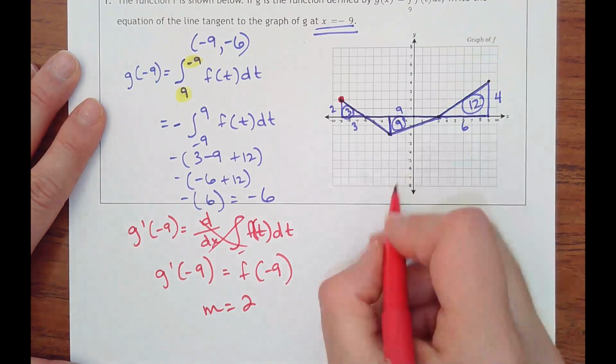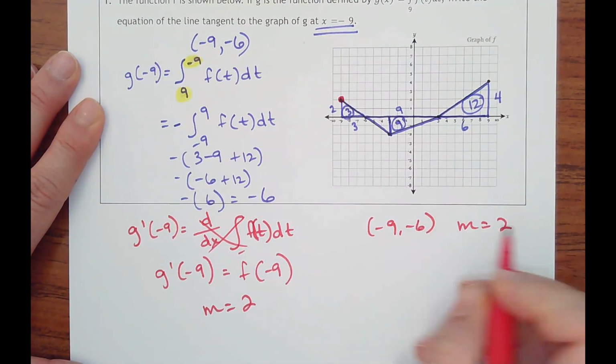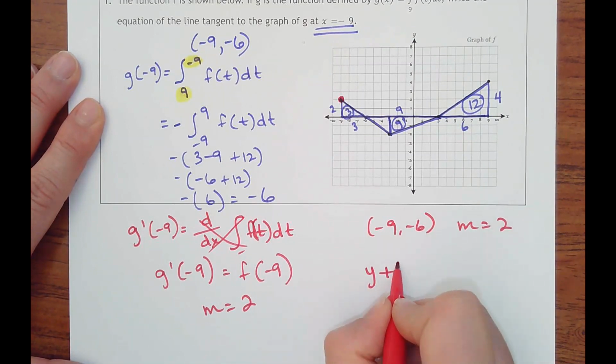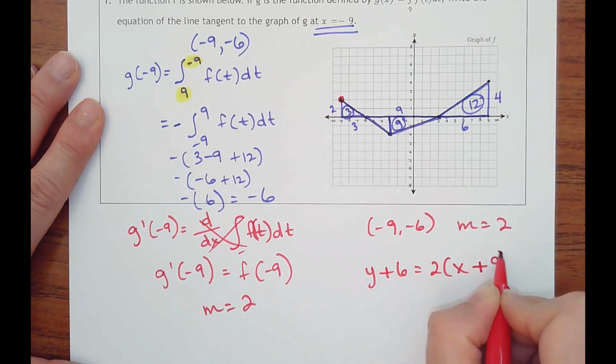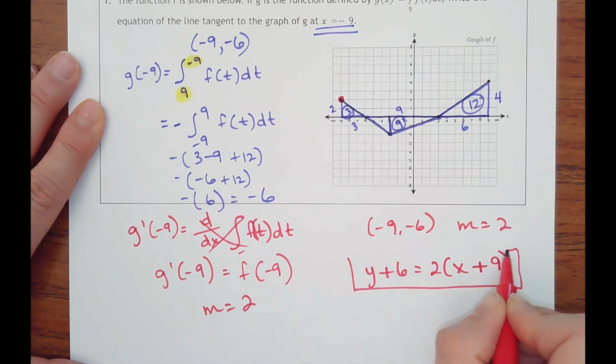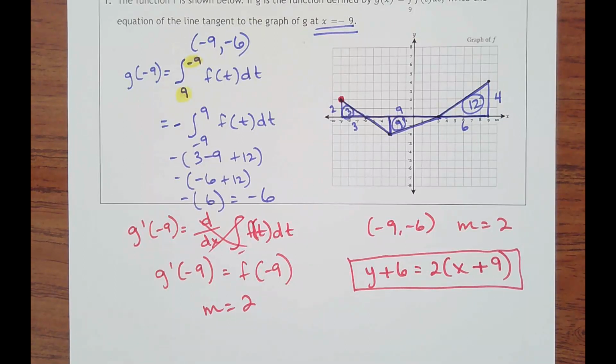All right, now I've got everything I need. I've got my point, and I've got my slope. So this line would be y minus -6 equals 2 times x minus -9. You can leave it like that. There's no need to convert it because it doesn't have y equals on there. It just has a blank. So write that in or subtract 6, whatever you want to do.